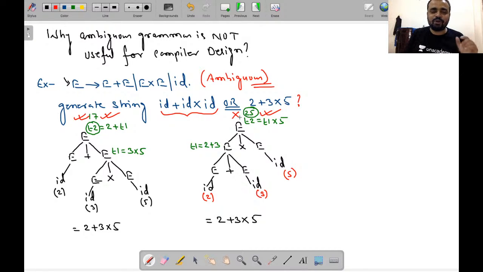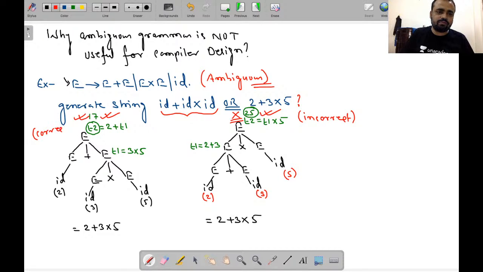No, because suppose the compiler develops this kind of parse tree, then after the compilation your computer will definitely give you the result 17, which is of course correct. But if by mistake the compiler develops this particular parse tree for the same string, since the grammar is ambiguous, in that situation the output that our computer will show will be 25, which is absolutely incorrect. So this result is incorrect and this particular result is correct.